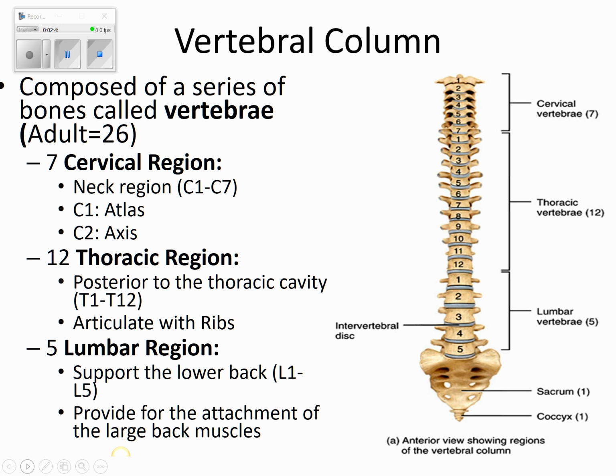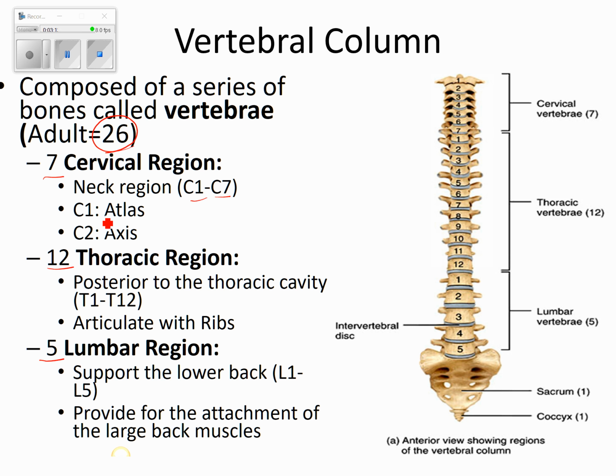The vertebral column is composed of a series of bones called vertebrae. And you have 26. You do need to know that number. 26 vertebrae total. Know that you have 7 cervical, 12 thoracic, and 5 lumbar. Okay, of the cervical region, a few things that you need to know. Of course, the cervical region refers to the neck region. They are labeled or numbered C1 through C7.